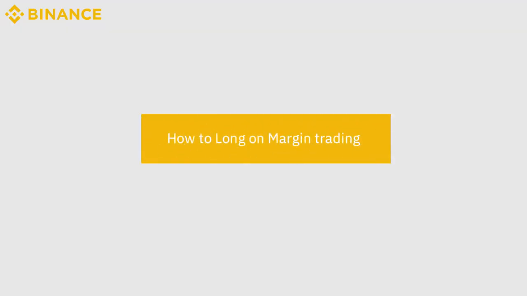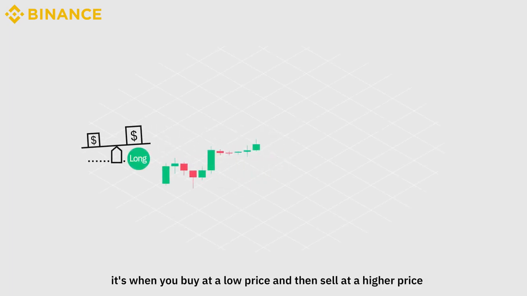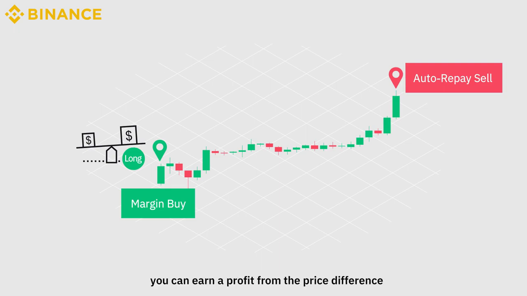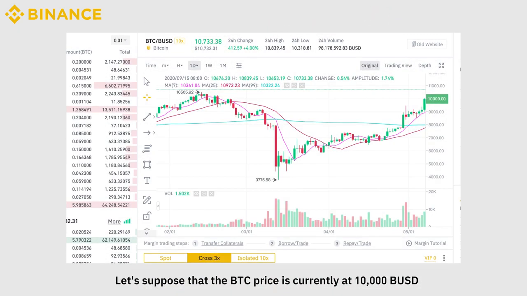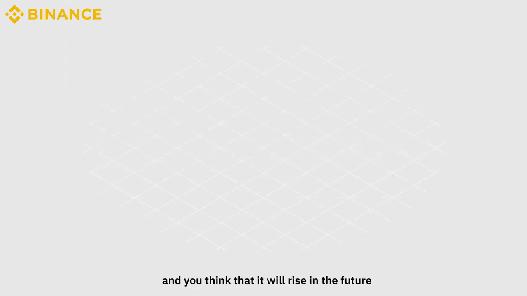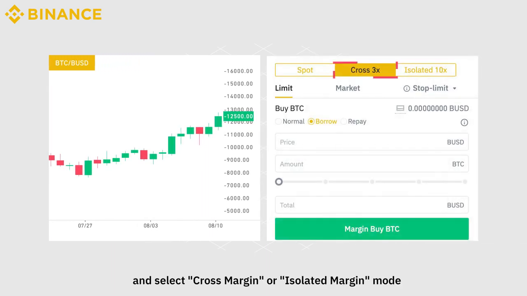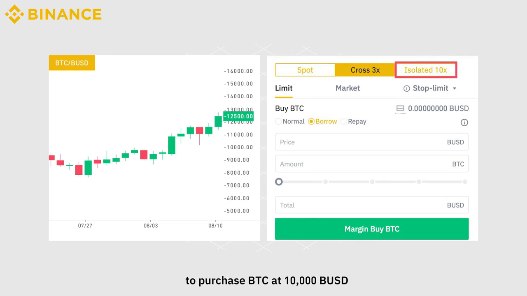How to long on margin trading. Long is when you buy at a low price and then sell at a higher price. In this way, you can earn a profit from the price difference. Let's suppose that the BTC price is currently at 10,000 BUSD, and you think that it will rise in the future. You can long and select cross margin or isolated margin mode to purchase BTC at 10,000 BUSD.